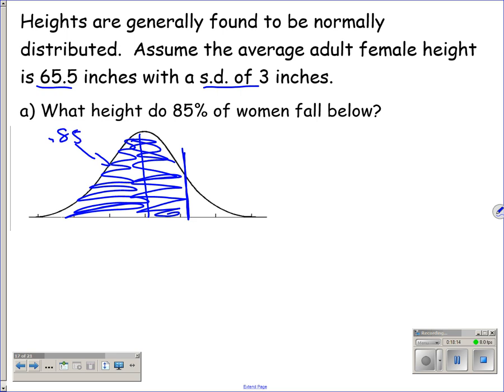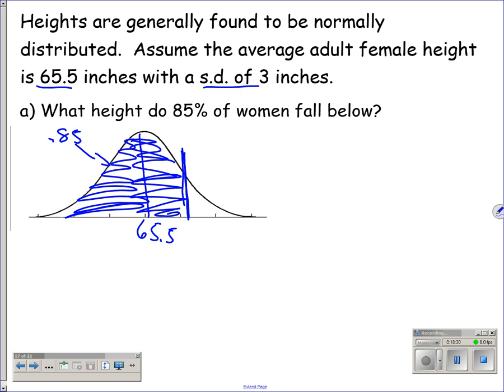Right? So I'm looking for the value on my curve here that gives me 0.85 below it. I know my mean is 65.5, so I know that value has to be a little bit bigger than that. Okay? It has to be bigger than that. If it's not, then we've done something wrong.